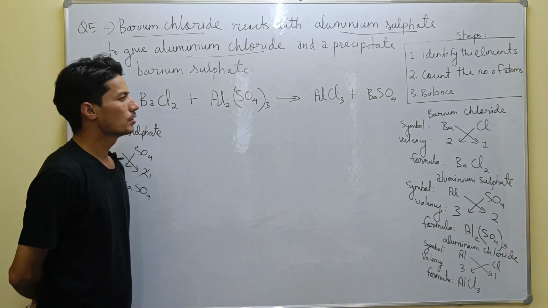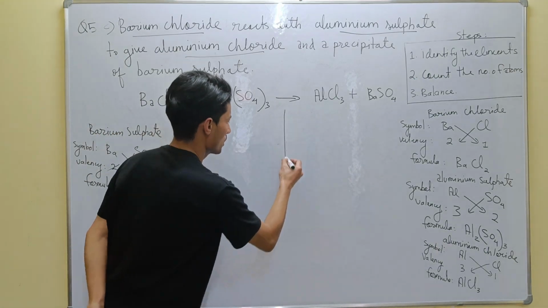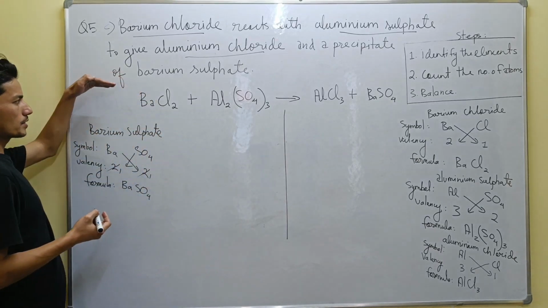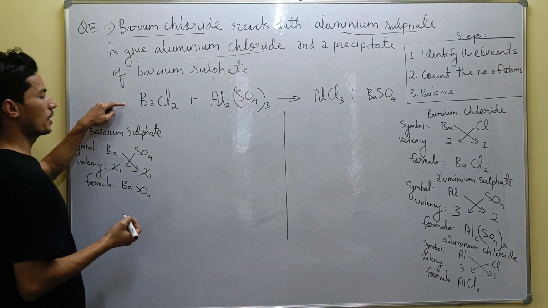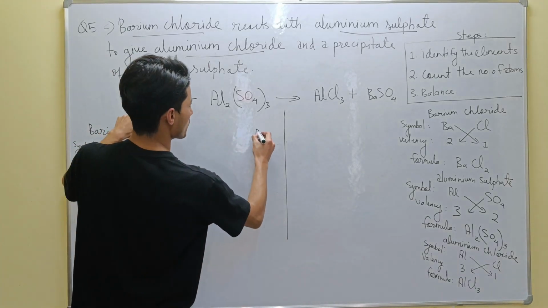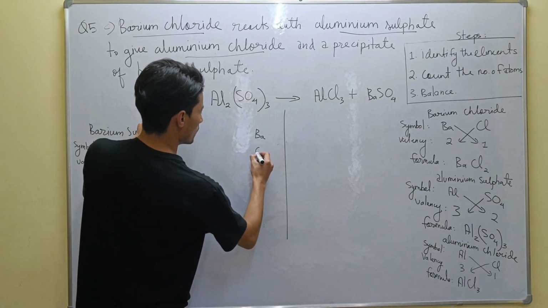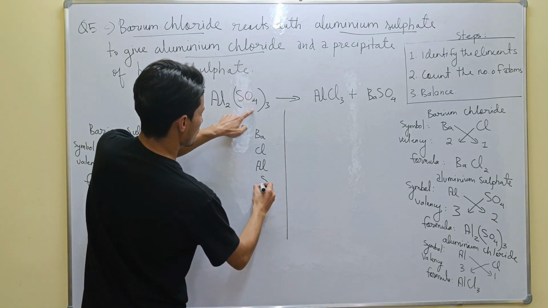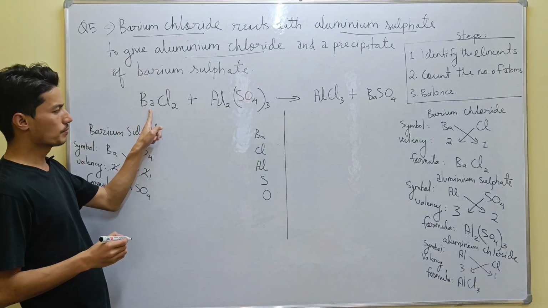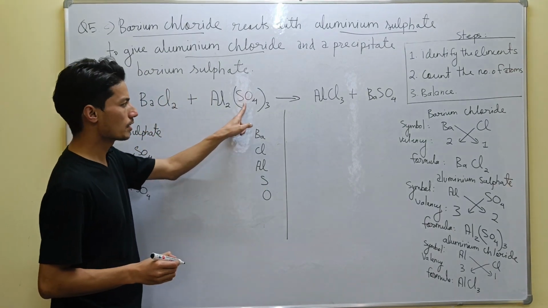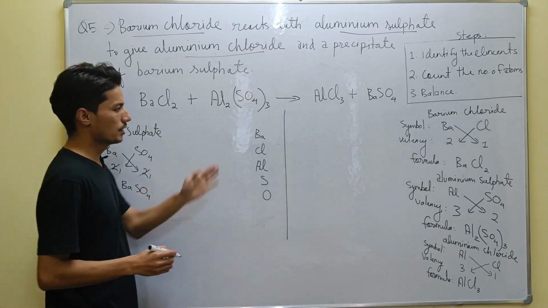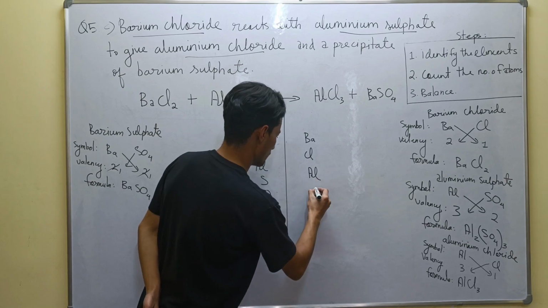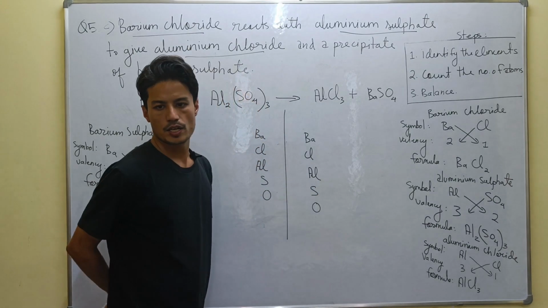Alright, so this is the skeletal equation of the above reaction. Now we have to check for balancing. So let's try the balancing together. The first step is to identify the elements. We always start from this side. The first element is barium, the second is chlorine, third is aluminum, fourth is sulfur, fifth is oxygen. Now the same elements will be found here, so you just copy them as it is, because whatever elements we find in the reactant, the same are also found in the product.